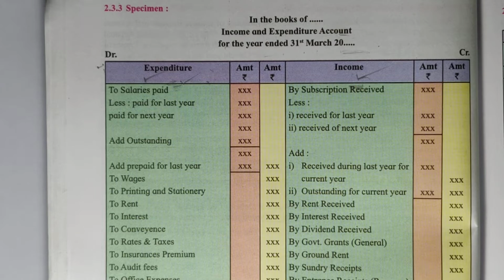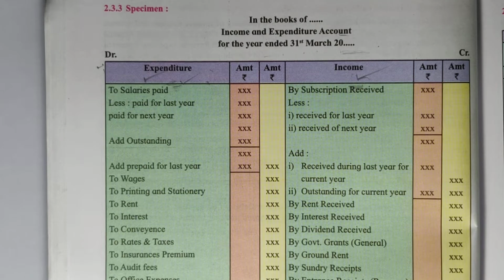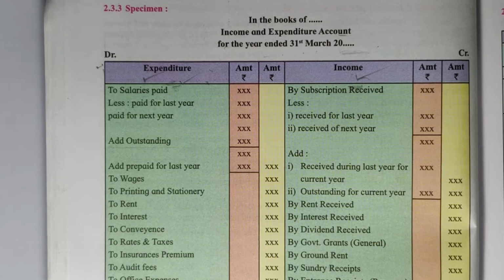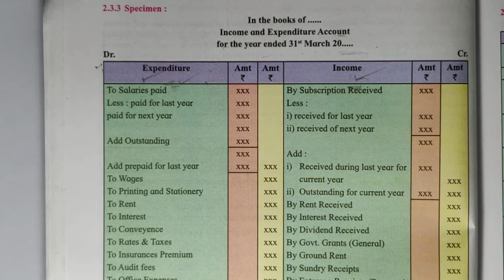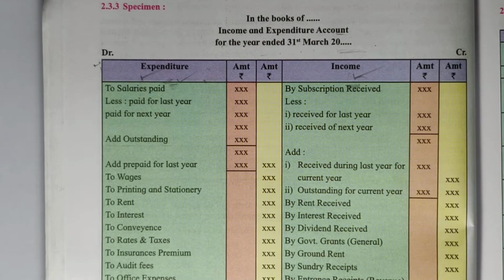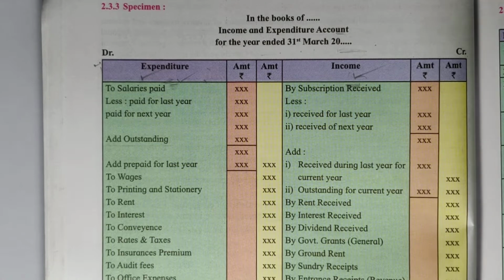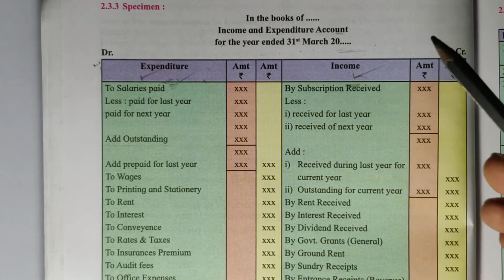If there is surplus, it will be transferred to the capital fund, it will be added to the capital fund, and if there is any deficit during the year, it will be deducted from the capital fund. It records all the cash items as well as non-cash items during the particular accounting year. Let us now have a look at all the possible items of income and expenditure account.